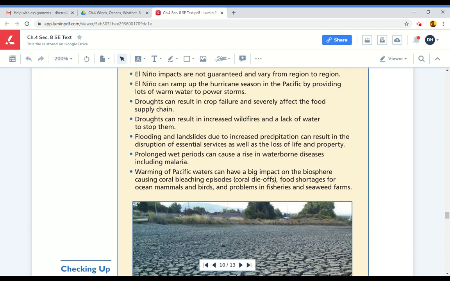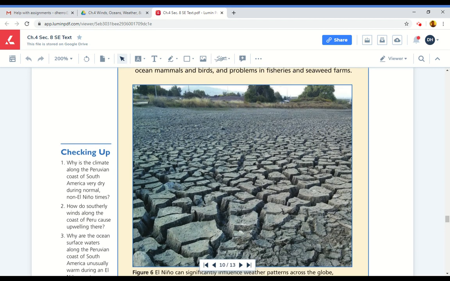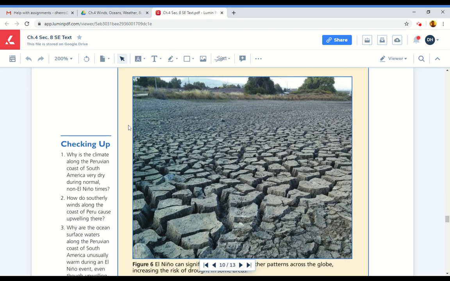Flooding and landslides due to increased precipitation can result in the disruption of essential services as well as the loss of life and property. Prolonged wet periods can cause a rise in waterborne diseases, including malaria. Warming of Pacific waters can have a big impact on the biosphere, causing coral bleaching episodes, coral die-offs, food shortages for ocean mammals and birds, and problems in fisheries and seaweed farms. There's a picture of the effects of the drought.